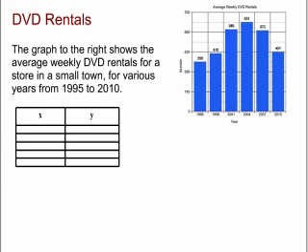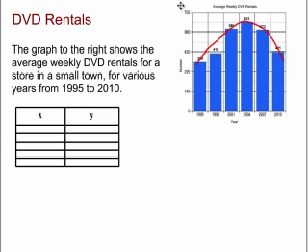Now here we have a situation we haven't seen before. This graph to the right shows the average weekly DVD rentals for a store in a small town for various years from 1995 to 2010. You will notice in this case something slightly different is happening than what we've seen before. And what you see here is that you have an increase followed by a decrease. And in this case, we'll have an even different kind of model than the two we've seen so far.